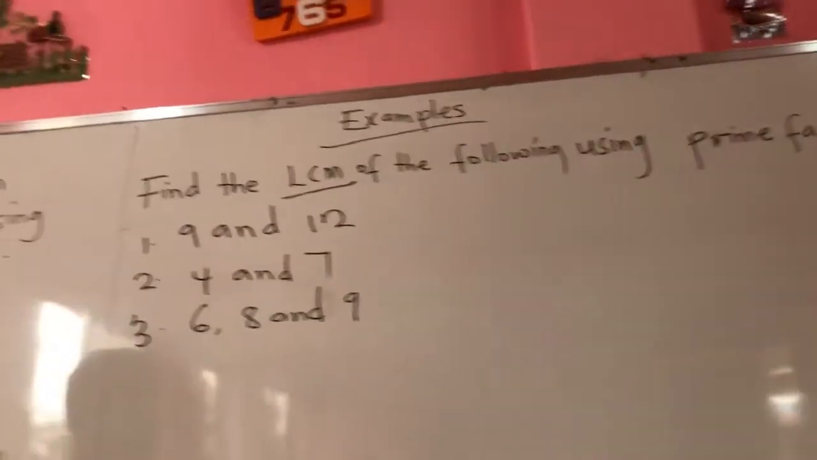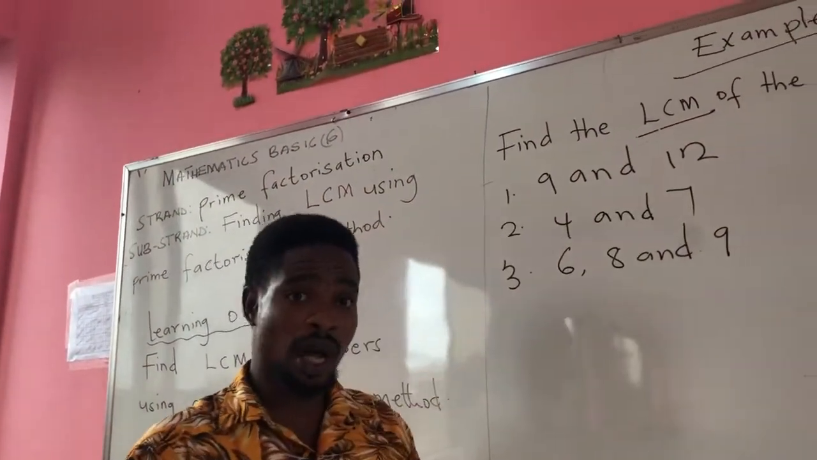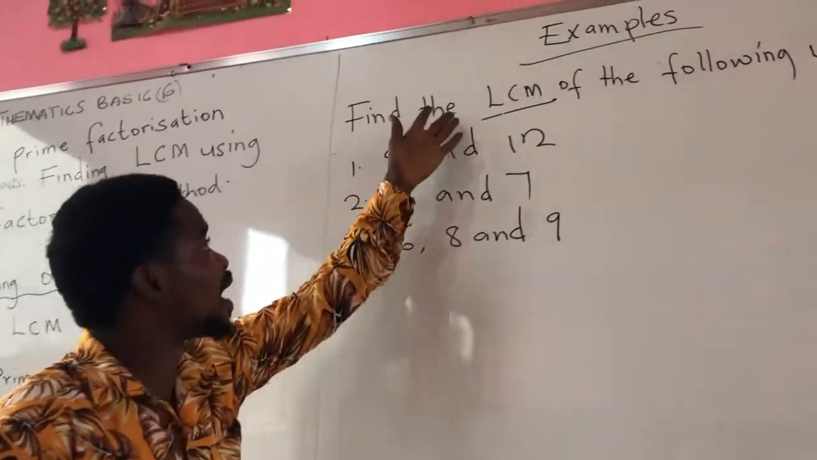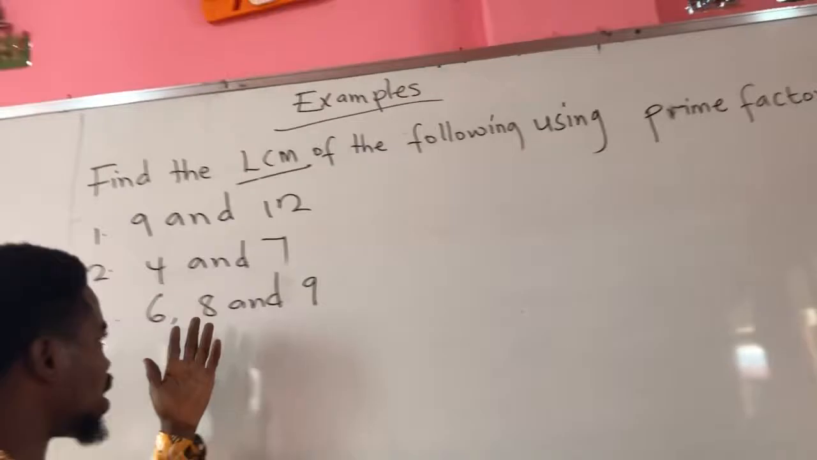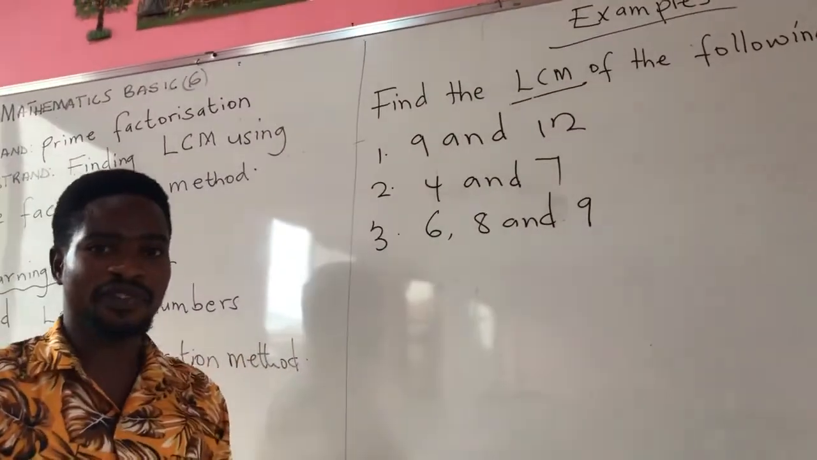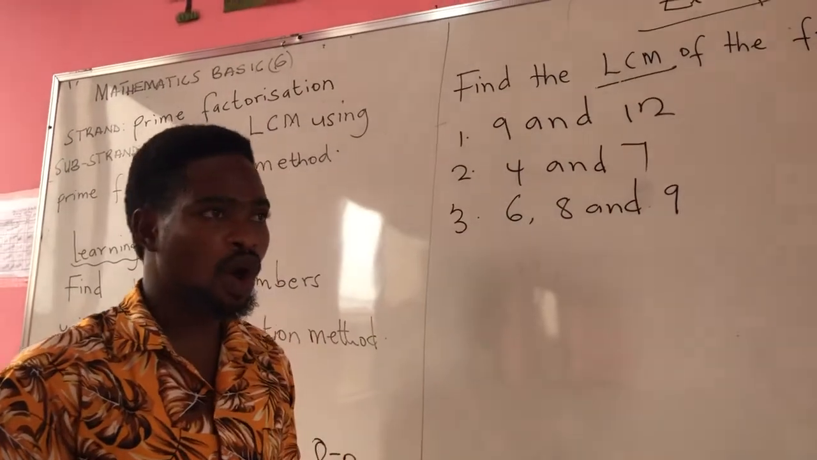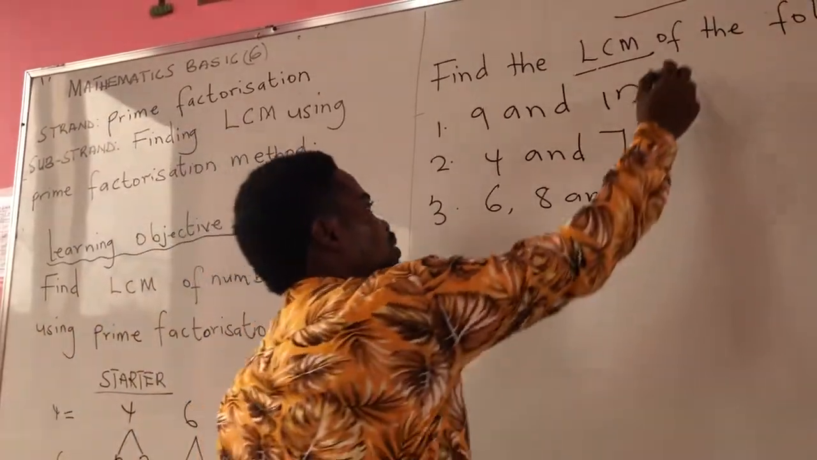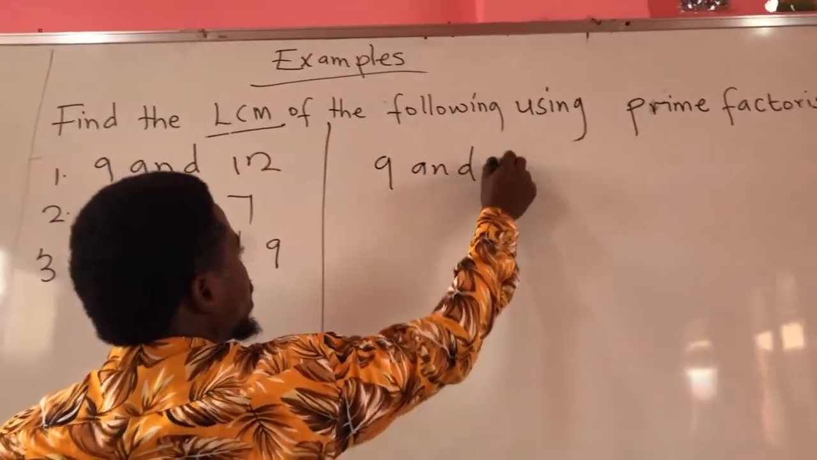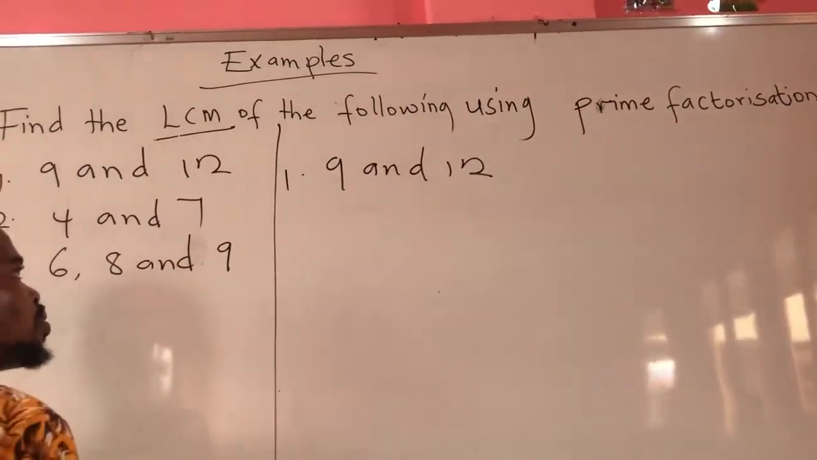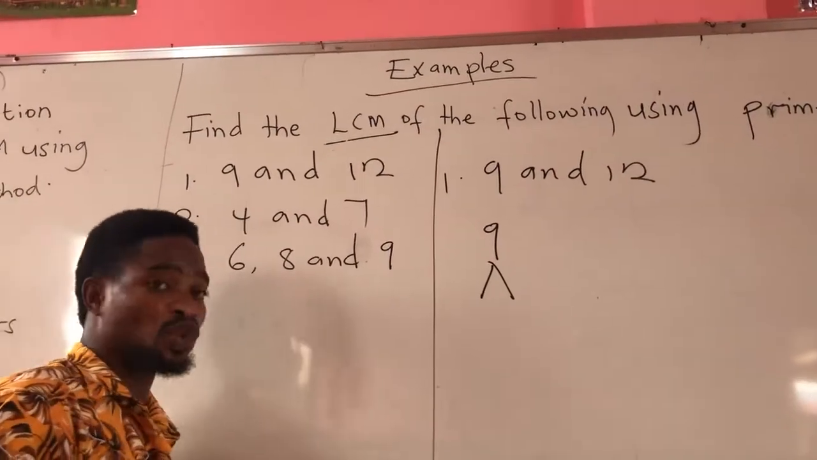Alright, let us look at some few questions here. In our previous lesson, we learned how to find the LCM of the following numbers using prime factorization, which we haven't finished. We want to continue today. Now let us look at question number 1. Question number 1 is 9 and 12. We use the same factor tree.